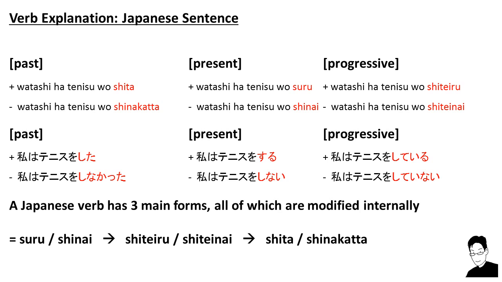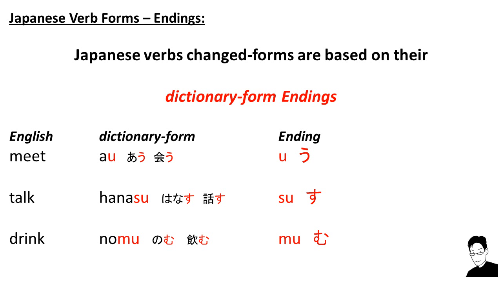All of the negative forms have some sort of "nai" section. All of the past forms have some sort of "ta" section. And both of the progressive forms have a "te" section in the middle. So maybe we can figure this out after all. The secret is that the Japanese verbs change based on their dictionary form endings.